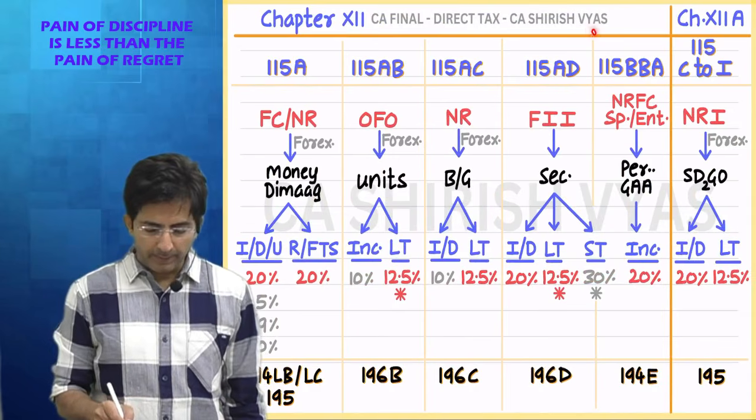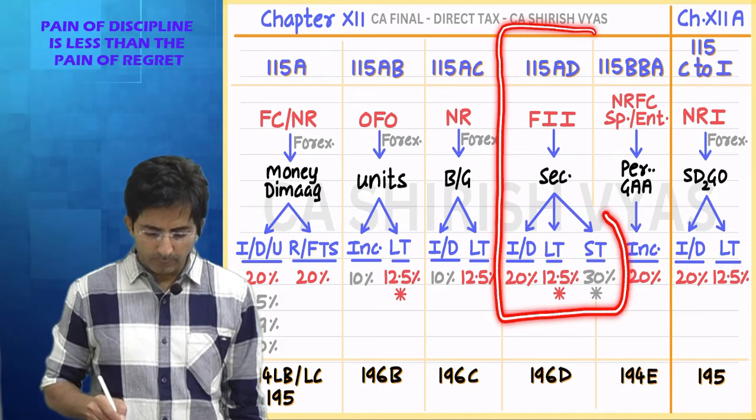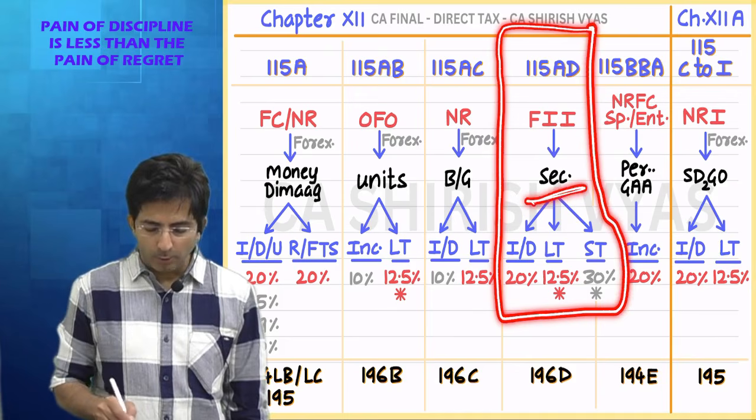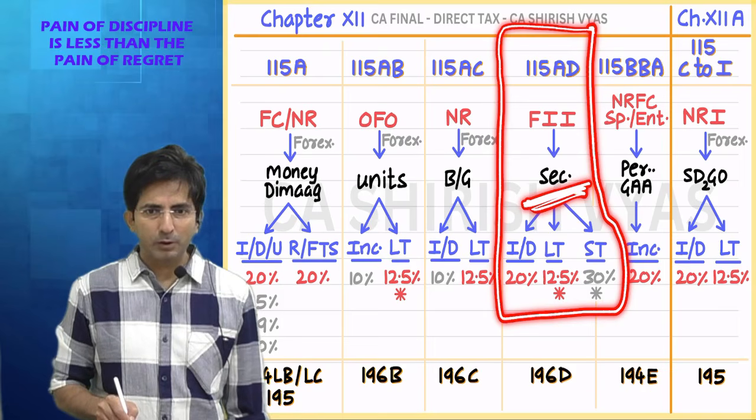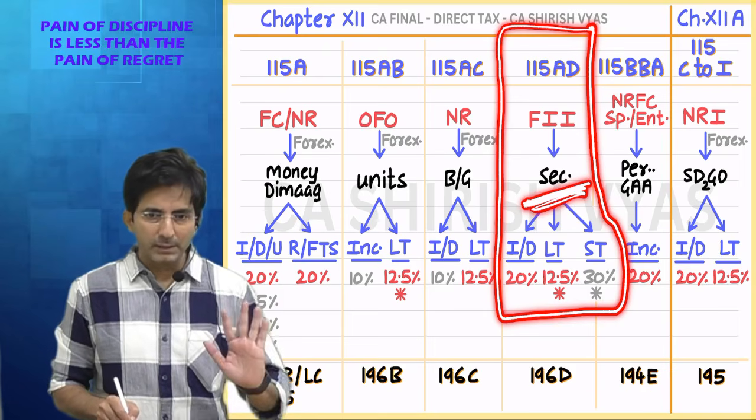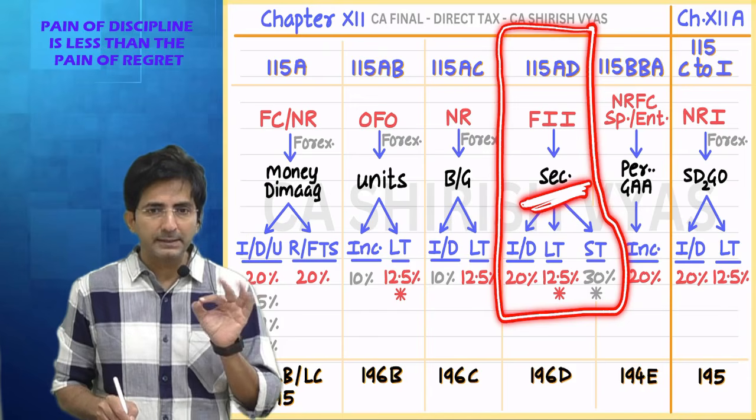Tell me, FII means section 115AD. But 115AD talks only about security oriented income. But if by chance the FII has got some income from sale of land, etc., then general provisions will apply. Special provision applies when securities incomes are there.